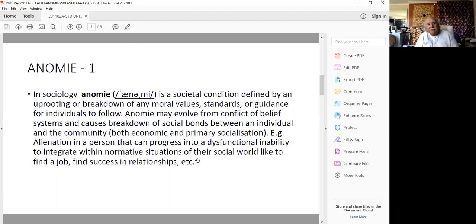So anomie, in sociology, is a societal condition defined by an uprooting or breakdown of any moral values, standards, or guidance for individuals to follow. Anomie may evolve from conflict of belief systems and causes breakdown of social bonds between an individual and the community, both economic and primary socialization.